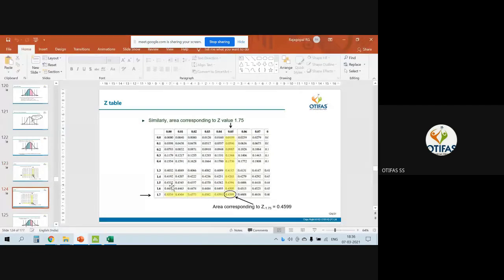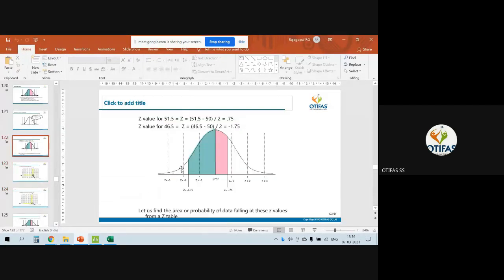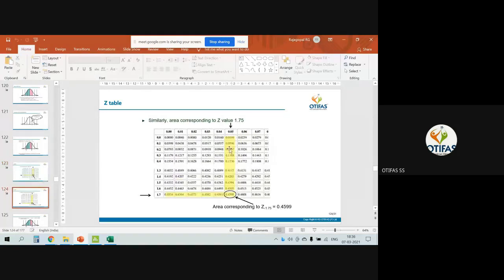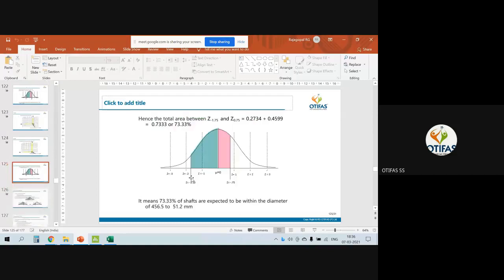Similarly, 1.75. There may be some mistake what I have done in this. Maybe the values and all. Okay. Some calculation mistake might be there. Otherwise, Excel is the right one. We'll follow with this. Please check it with your Z table also. Are you getting the same thing? Here I have written the right one. 73.33% I expected to be within the diameter.